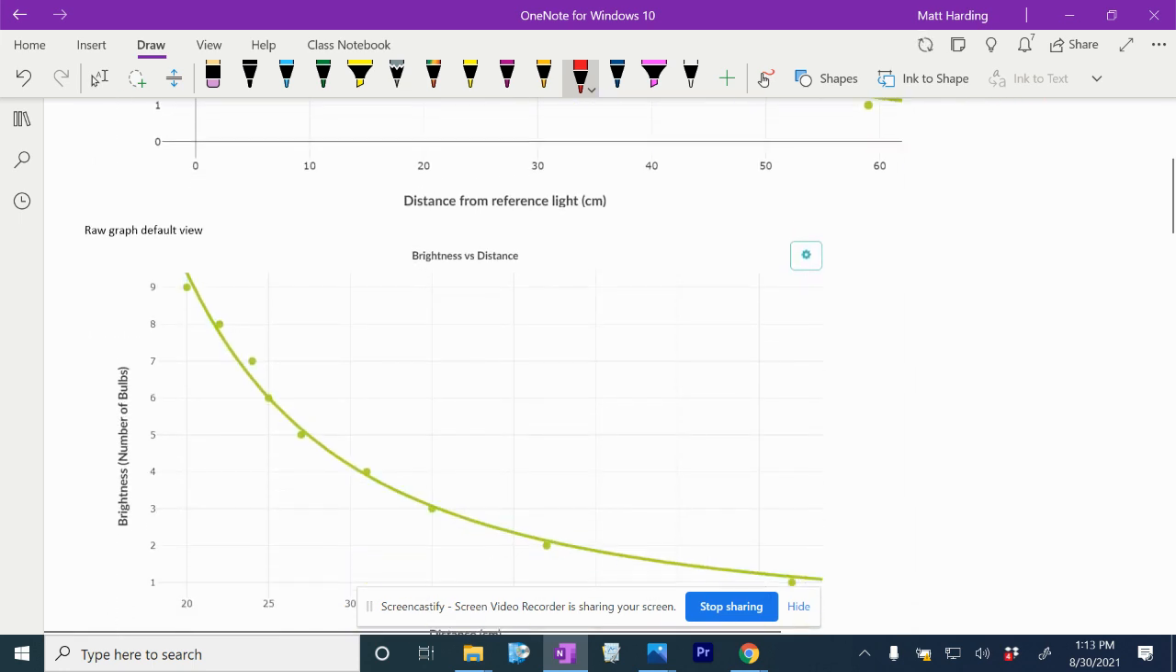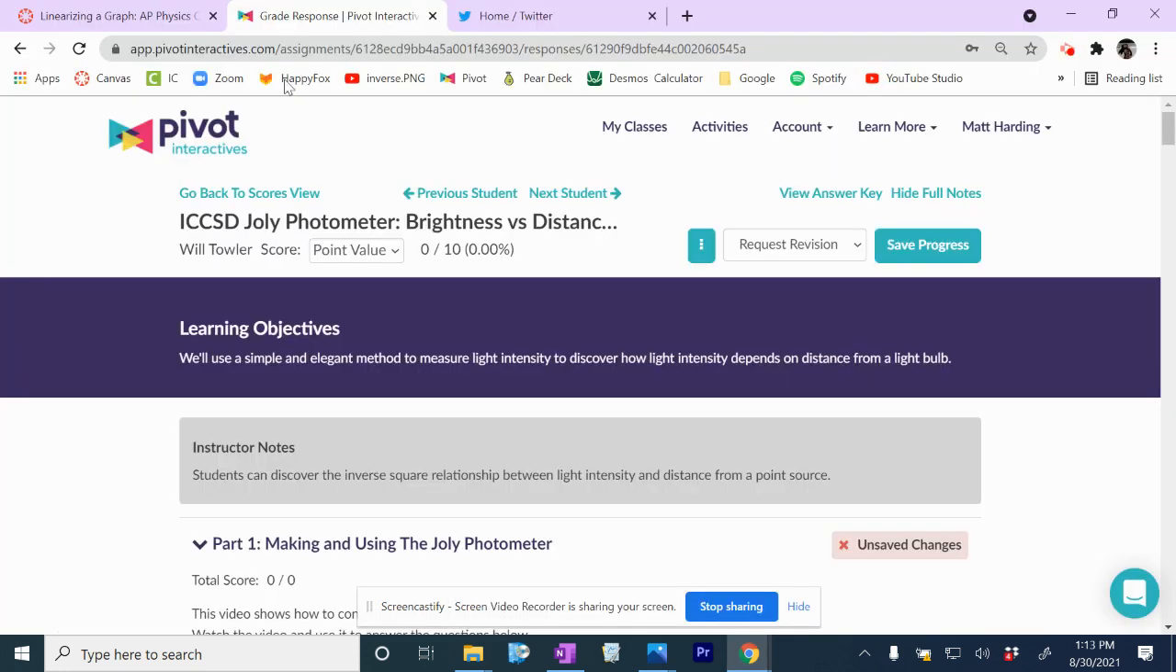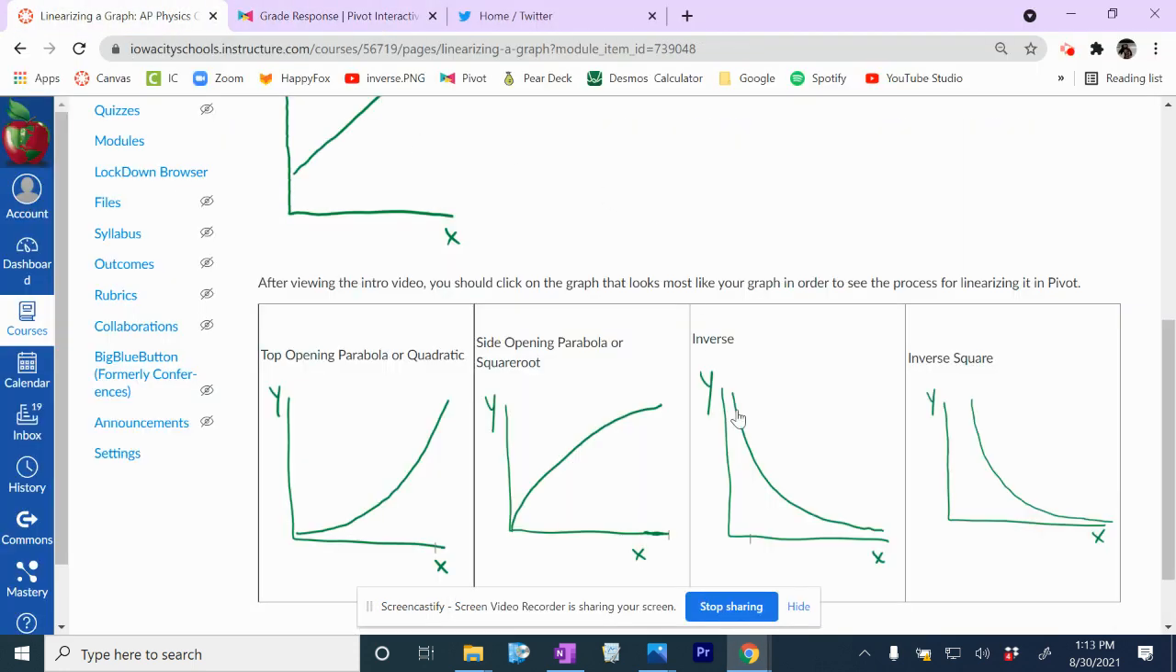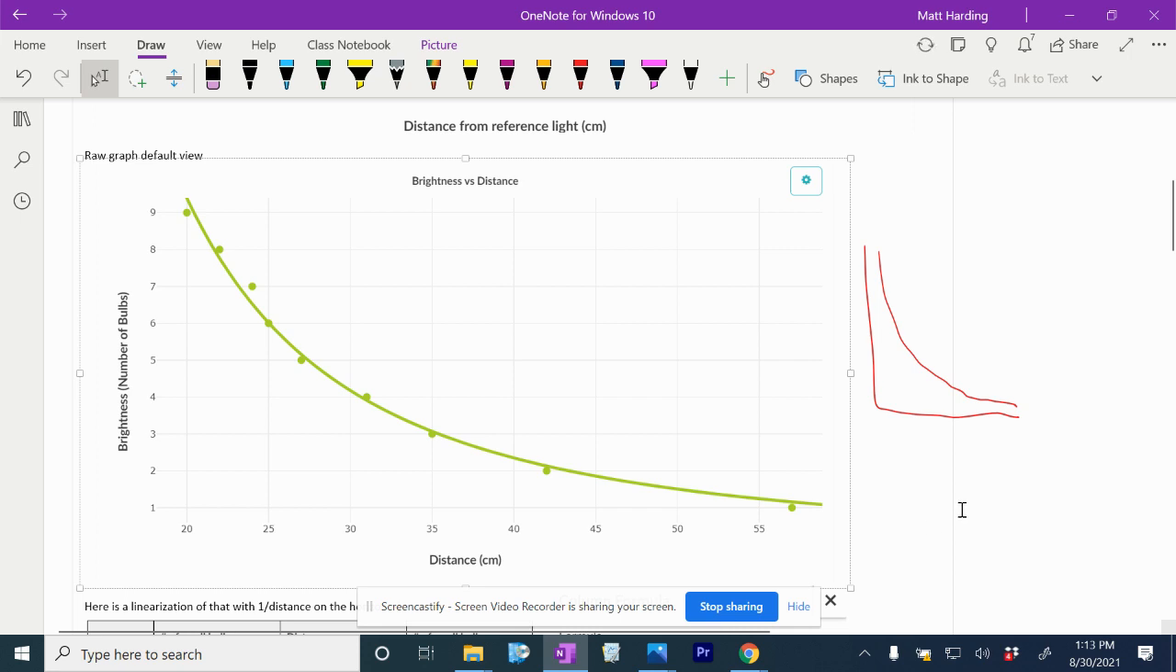Okay? So here's a couple of problems, and I'll talk about how we can deal with these. This is somebody's raw graph. This is the default view. And if you look at it, it looks like that. So then when I go over into Canvas, I'm going to choose this option. It looks just like the inverse option. So I think I included this note in the video, but maybe I didn't, that I sent out on Friday.